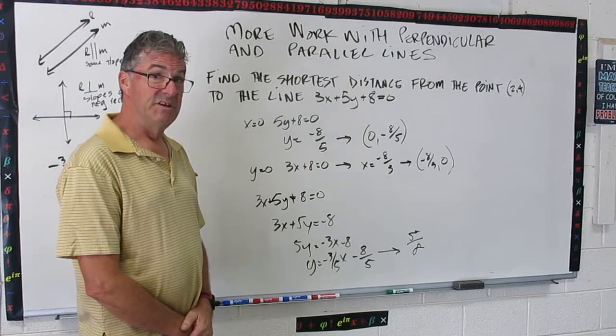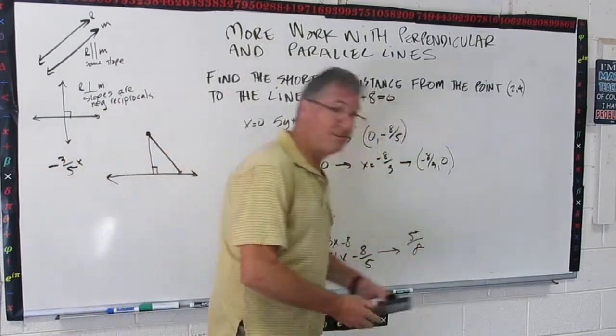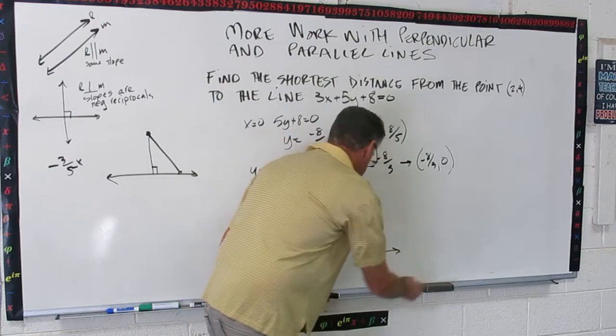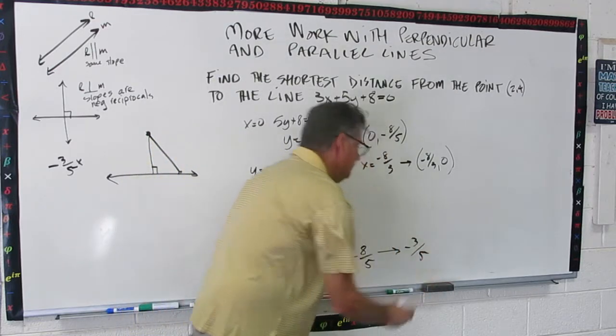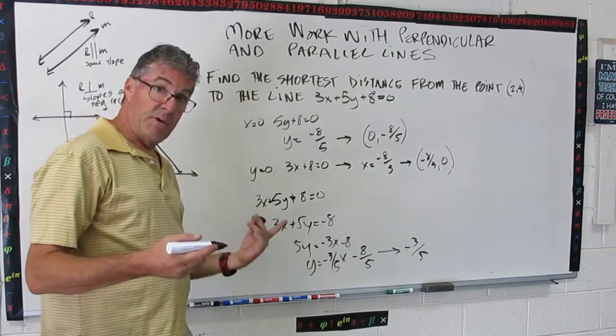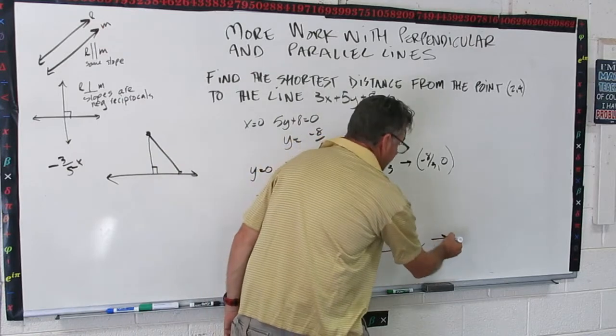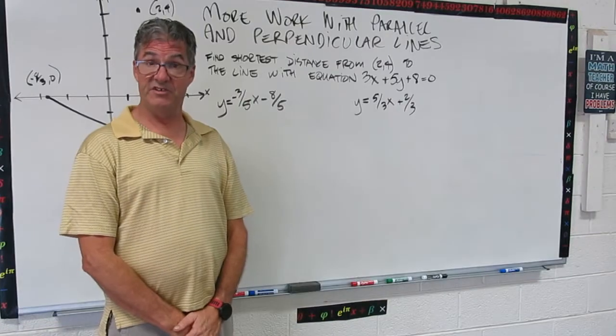Okay? Did you see what I did wrong? I grabbed the intercept, not the slope. The slope is negative 3 fifths. That's this slope. So then the slope of the perpendicular is going to be 5 over 3. There you have it. Let's finish that problem.